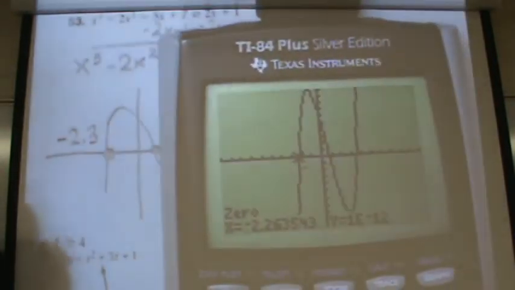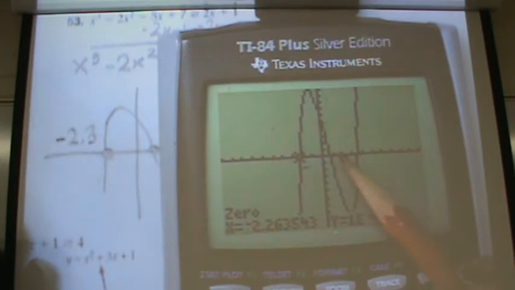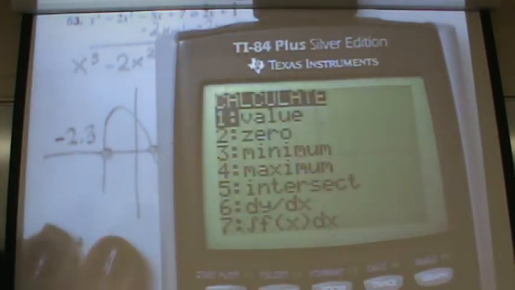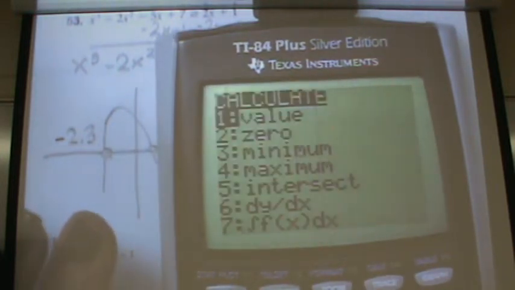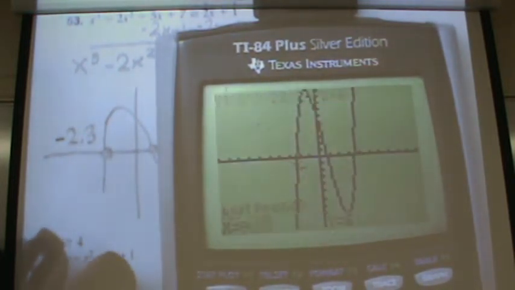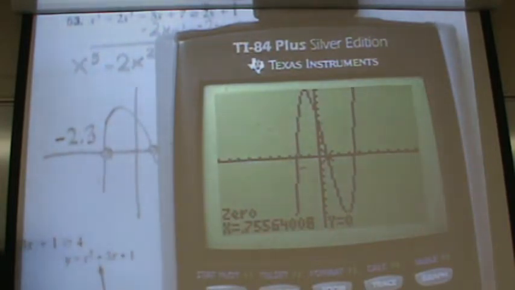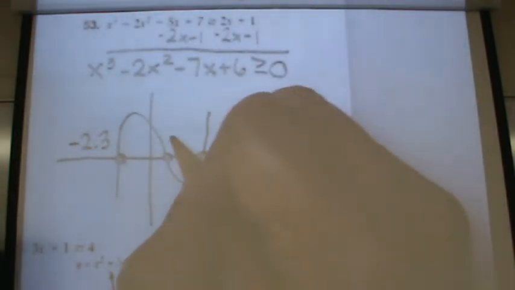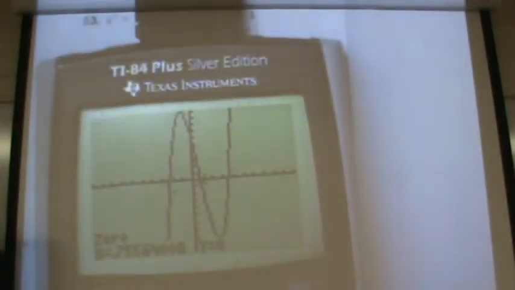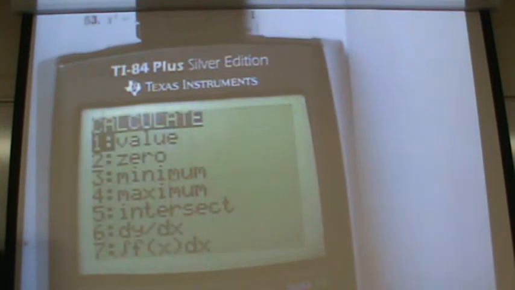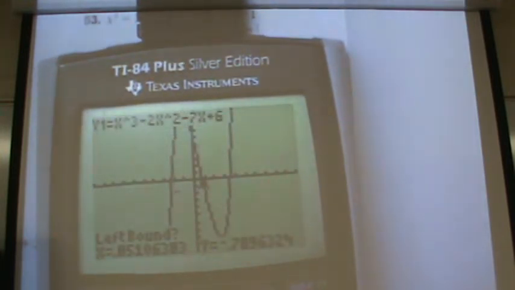Okay, the next zero falls between what and what? 0 and 1. Okay, second calc, zero. It's between 0 and 1, and that one's about 0.8. And the last zero, second calc, zero, it's between what? 3 and 4. About 3.5.